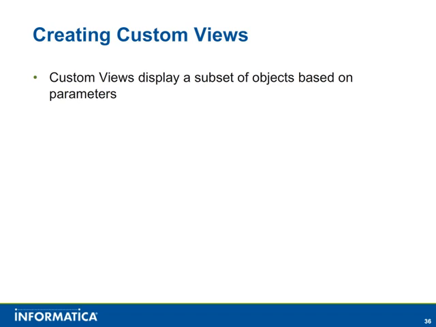By default, Informatica Cloud displays all objects of the selected type in the organization. A custom view lists a subset of the objects based on the configured options. Use custom views to help manage connections, tasks, and task flows. Custom views display a subset of objects based on parameters that you define.